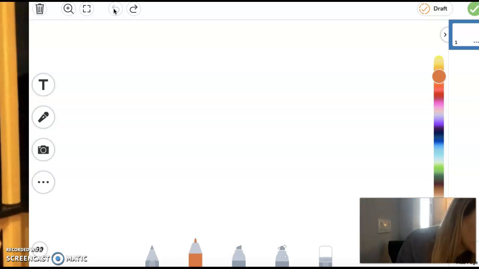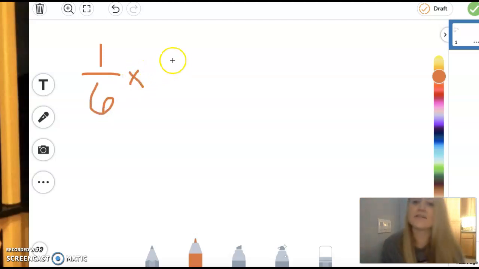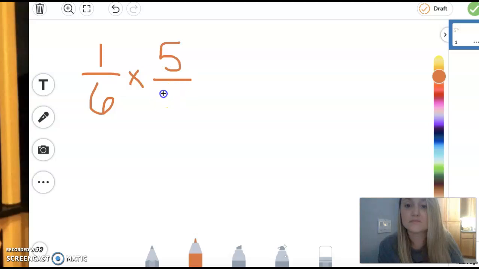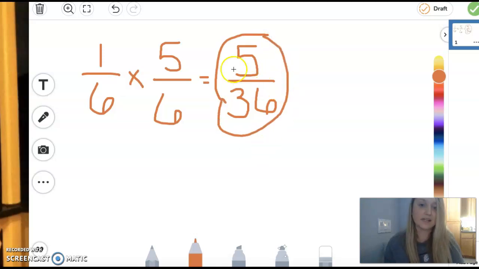And then, let's see, let's do 11. We have 1/6 times 5/6. So this one, don't have anything that we can reduce by, so we're just going to multiply straight across. So 1 times 5 is 5. 6 times 6 is 36. Okay? All right, so it would be 5/36.